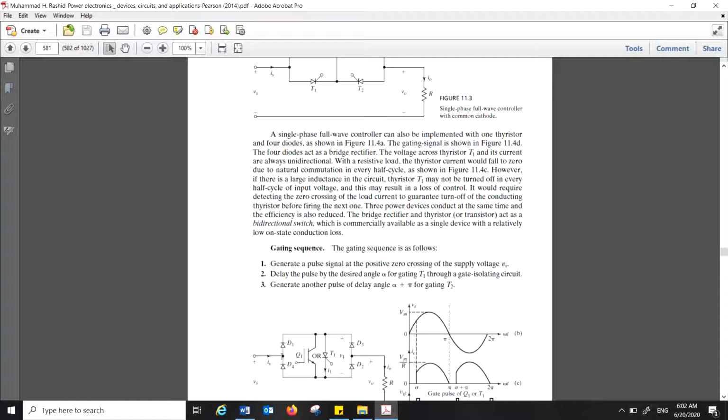What will happen? There is a possibility you use an IGBT or thyristor. During the positive half cycle, it will conduct like this: from D1, T1 and D2, and go to the load. During the negative half cycle, D4, T1, D3, and go to the load.